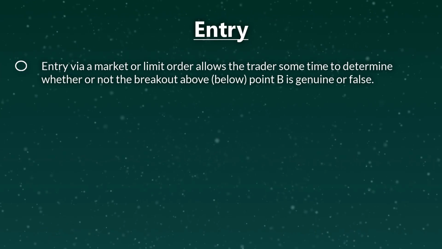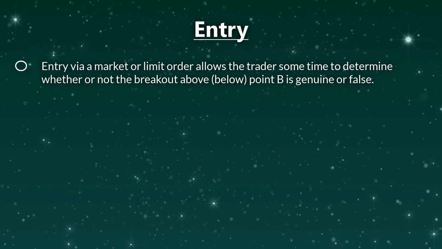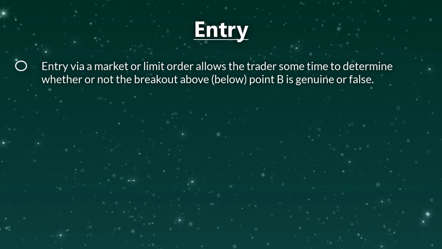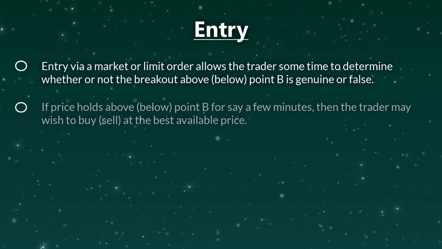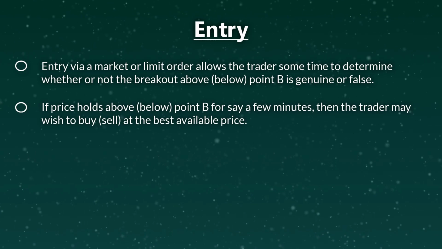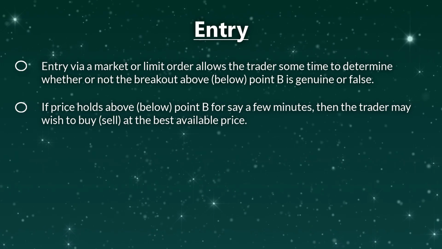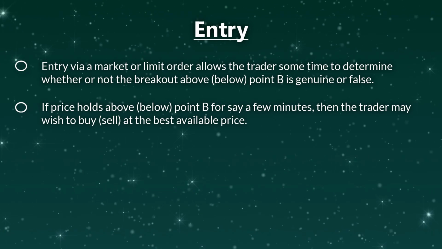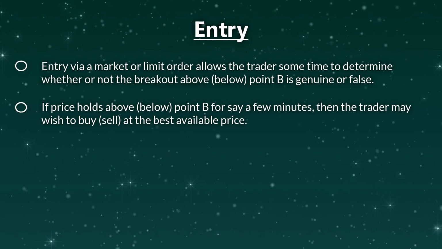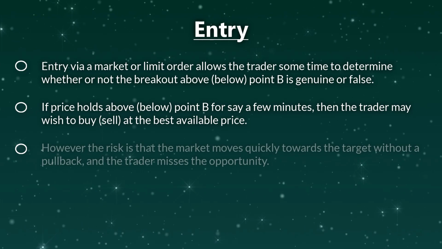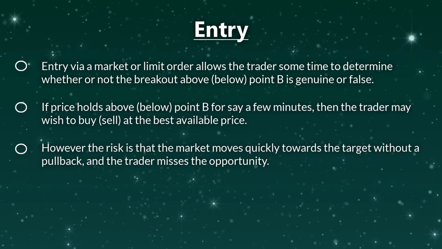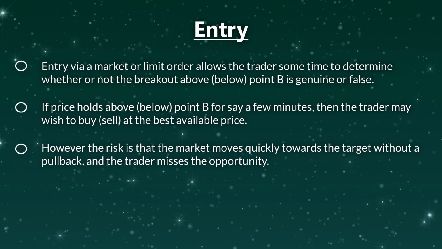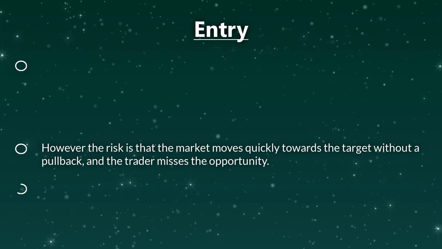Entry via a market or limit order allows the trader some time to determine whether or not the breakout above point B is genuine or false. If price holds below point B for say a few minutes, then the trader may wish to buy or sell at the best available price. However, the risk is that the market moves quickly towards the target without a pullback, and the trader misses the opportunity.